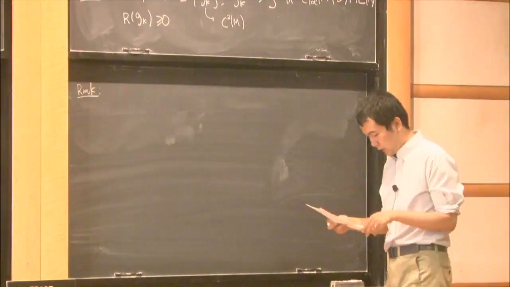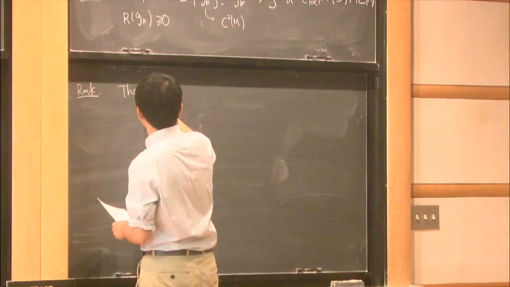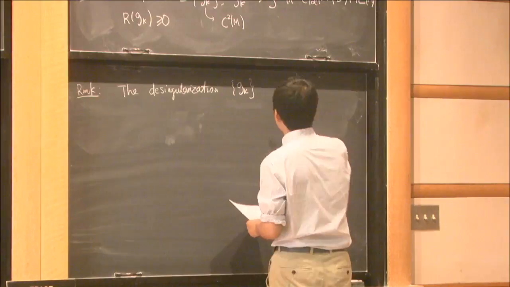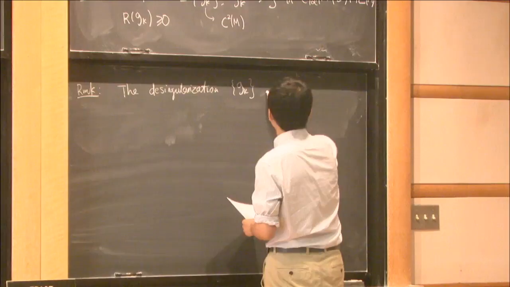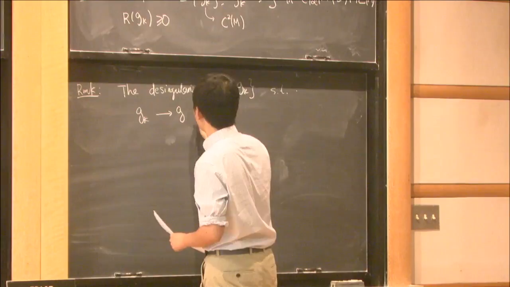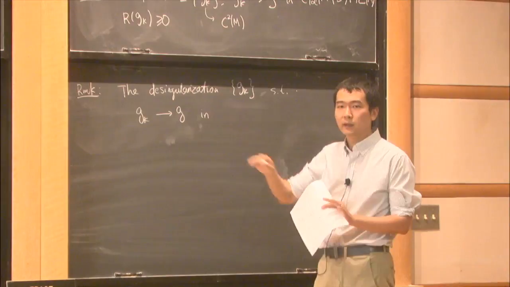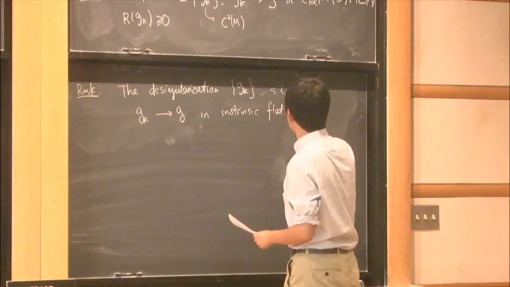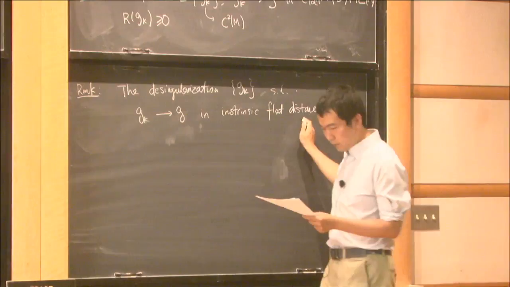Okay, so then the desingularization of the sequence G_k satisfies, you know, this G_k converges to G. Okay, so it's not in C0 because G is not, right? In that case, it's only L infinity. But it's actually in the intrinsic flat distance. Okay, in other words, and this is a pretty non-trivial fact.